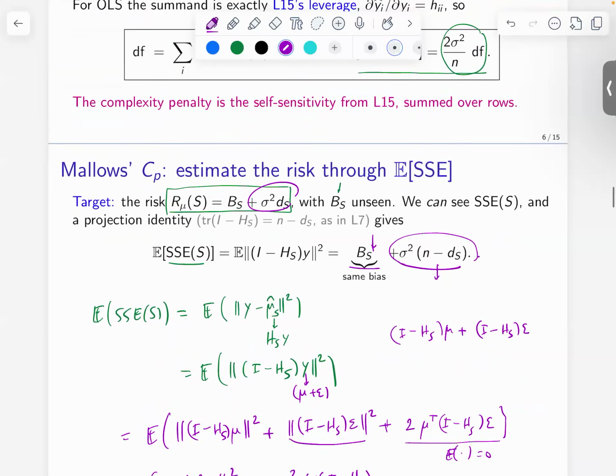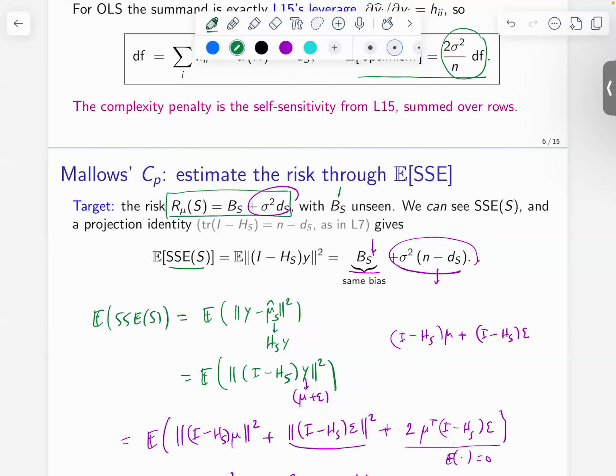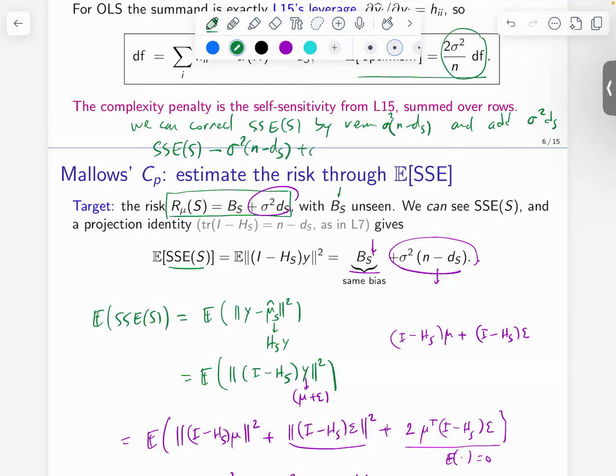So what I can do here is we can correct SSE by removing sigma squared n minus ds and adding sigma squared ds. So what happens is that I get SSE of S minus sigma squared n minus ds plus sigma squared ds, which gives me SSE. If you compute it, it would be negative n sigma squared plus 2 sigma squared ds.